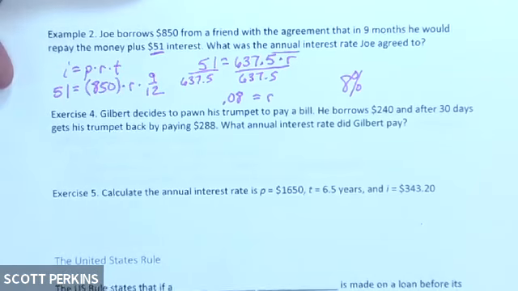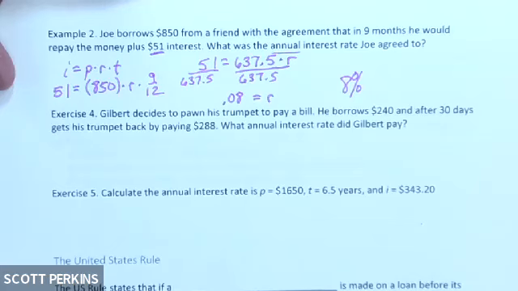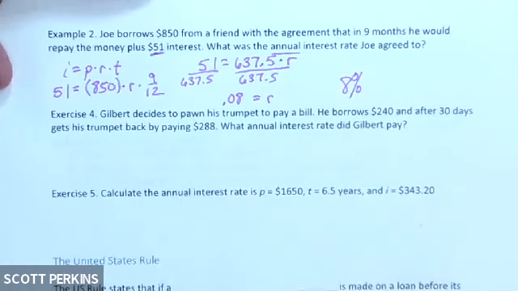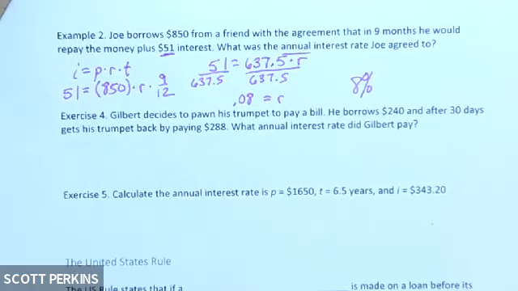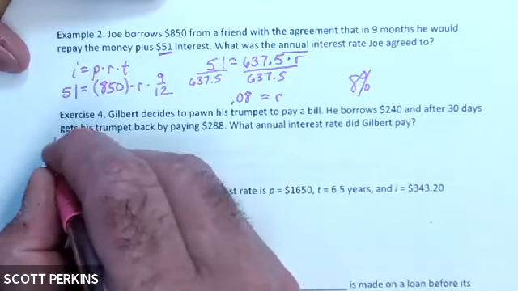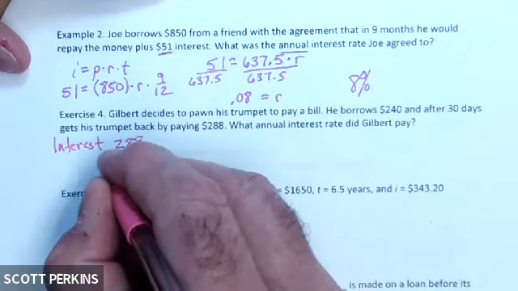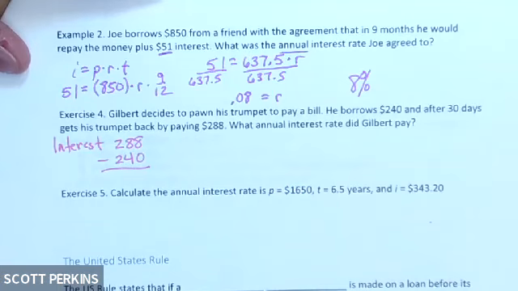All right, let's see how you did. We know this time that Gilbert borrows $240 and is going to pay back $288. I didn't tell you explicitly how much interest, but you can figure out how much interest this person is paying on their little loan. 288 minus 240 is $48. The amount of interest is the amount paid back at the end minus the amount borrowed, which turns out to be $48 of interest.